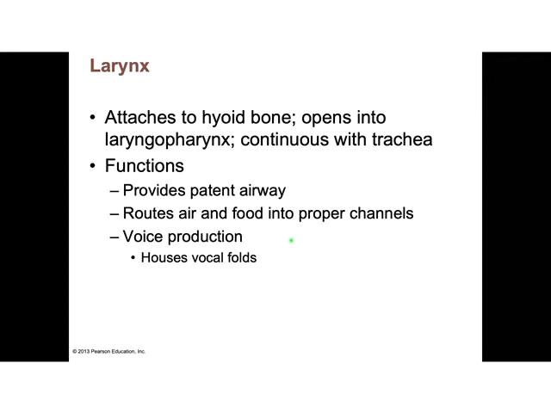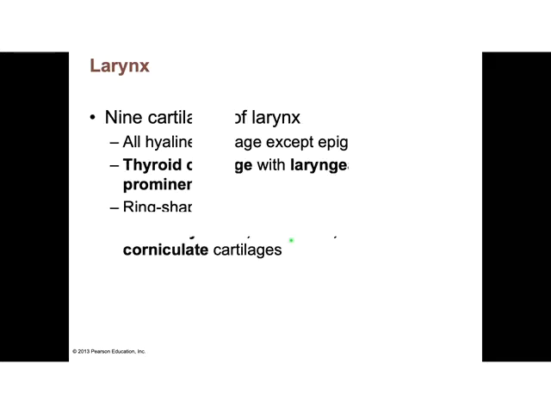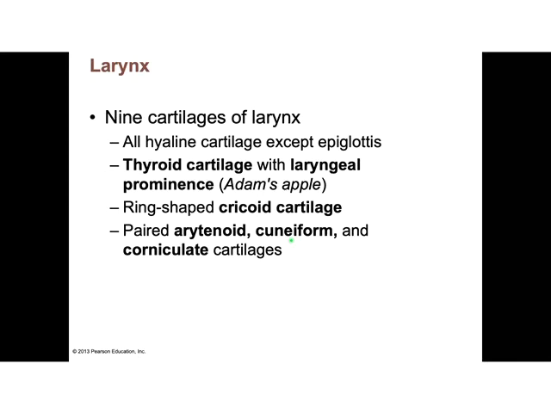Okay. The larynx attaches to the hyoid and opens into the laryngeal pharynx and is continuous with your trachea. It allows us an open airway, and it routes air and food into the correct channel, and it also houses the vocal cords. The cartilages of the larynx, with the exception of the epiglottis, are all hyaline cartilage.